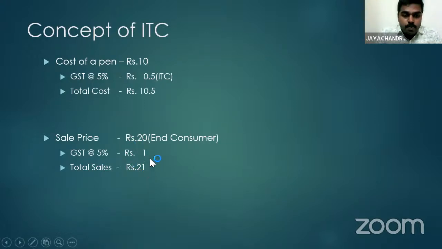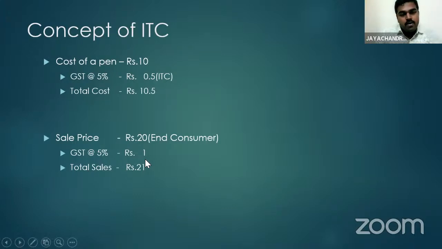The government needs this ₹1 for the pen he has sold, not the 0.5 rupees. So this seller has already paid 0.5 rupees GST to the government through the dealer or the wholesaler. The remaining 0.5 rupees he has to collect from the end consumer. So totally he is collecting ₹1, and he will remit 0.5 rupees to the government. What he has paid initially, this 0.5 rupees, he can take as ITC, and the remaining balance of 0.5 rupees out of this ₹1 alone he has to pay to the government. So ultimately, the government has received ₹1.